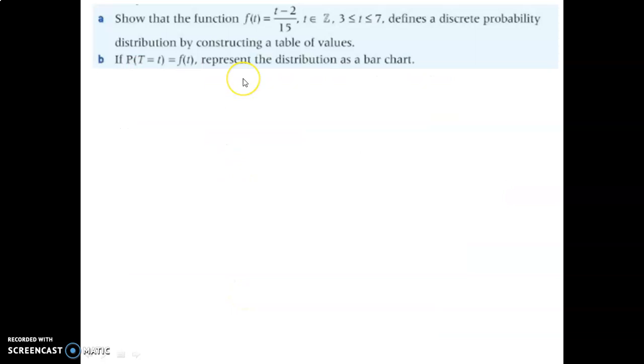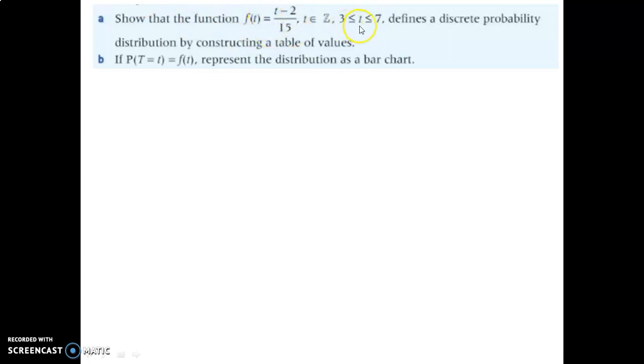Okay, so let's begin with our first problem here. Let's solve this one. We have to show that this function defines a discrete probability distribution. So in other words, we have this function, we're going to put some values in it, we're going to create the results of putting those values in, and hopefully all those results actually represent a probability distribution. So let's see if we can begin by constructing a table for this.